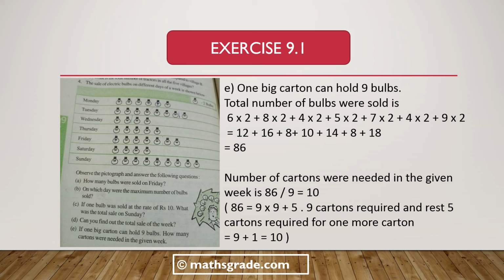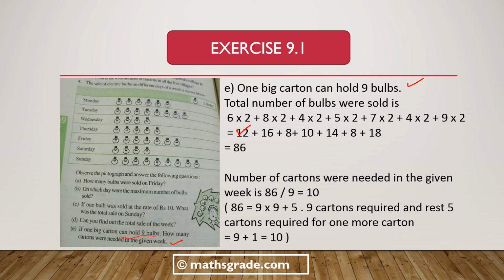Now we have to solve question number E. If one big carton can hold 9 bulbs, how many cartons were needed in the given week? So one big carton can hold 9 bulbs. It is given. And the total number of bulbs sold in 7 days of the week: on Monday there are 6 multiplied by 2, that is 12 bulbs sold on Monday.